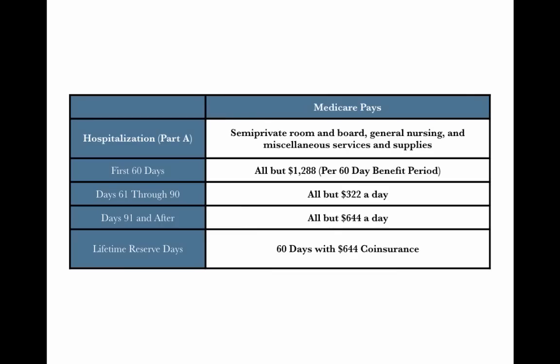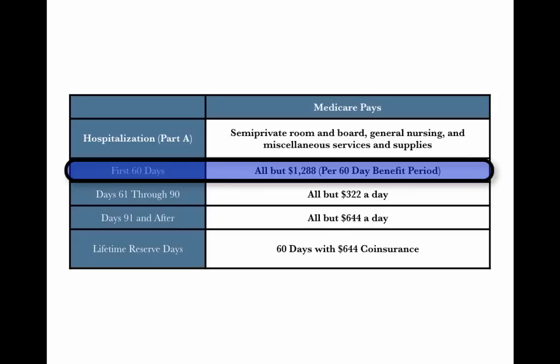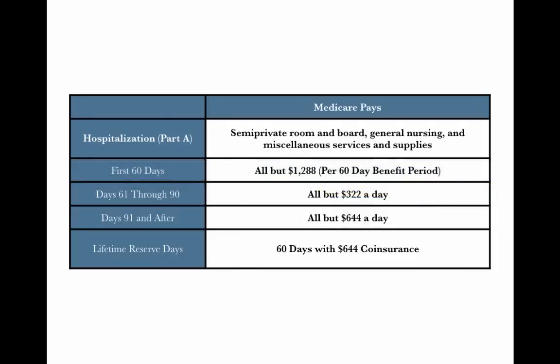So, Part A has a $1,288 deductible per 60-day benefit period for hospitalization. It is important to notice the 60-day benefit period. So you could theoretically have to pay the deductible up to 6 times if you were extremely unlucky.